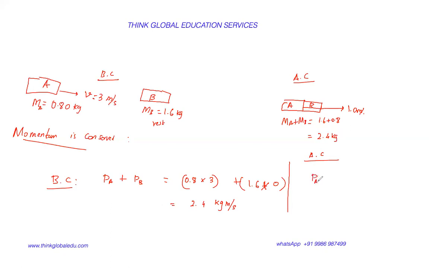momentum of trolley AB, because they stick together, is equal to mass of trolley A plus mass of trolley B multiplied by their combined velocity after collision. Which is equal to mass of trolley A plus mass of trolley B, 2.4 kilograms, multiplied by their velocity, which is 1 meter per second. So, this is equal to 2.4 kilogram meters per second.